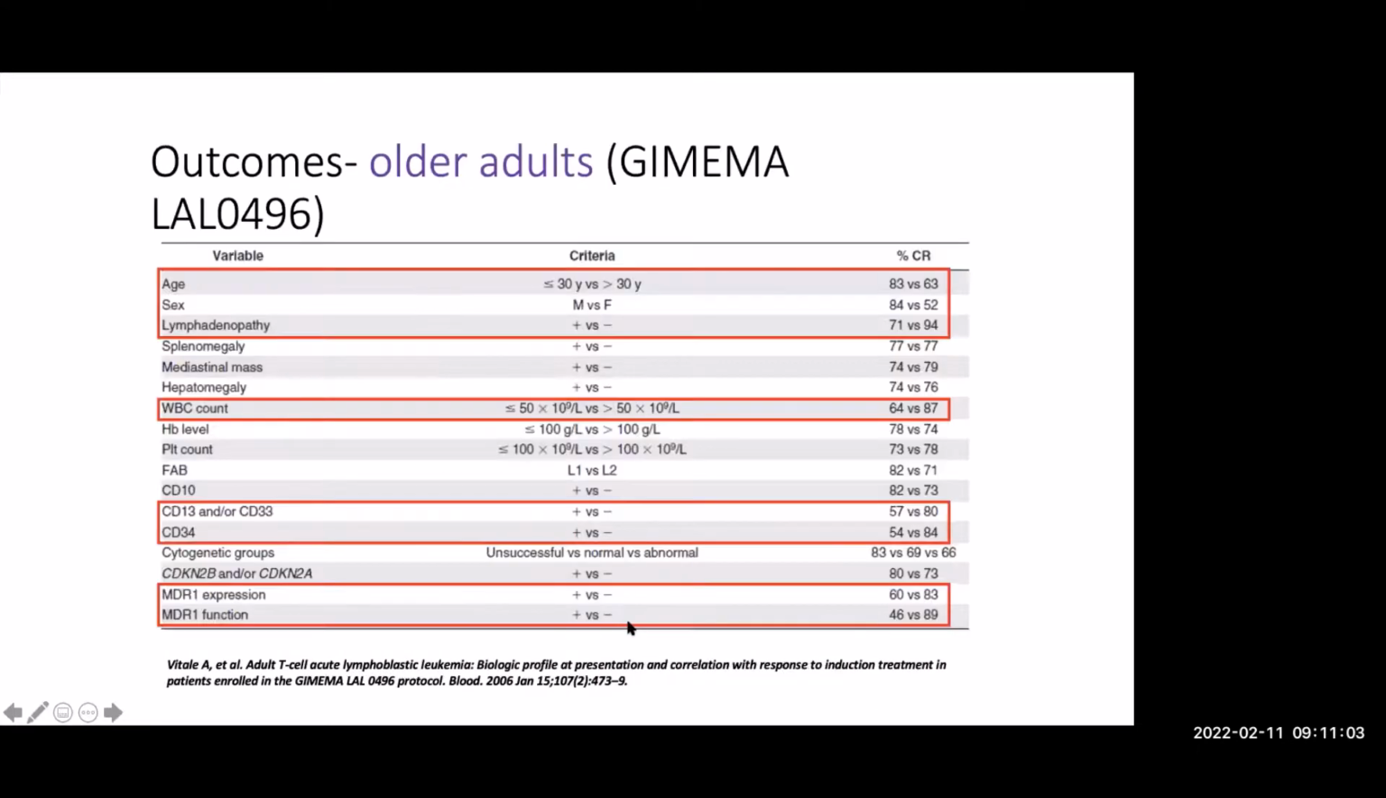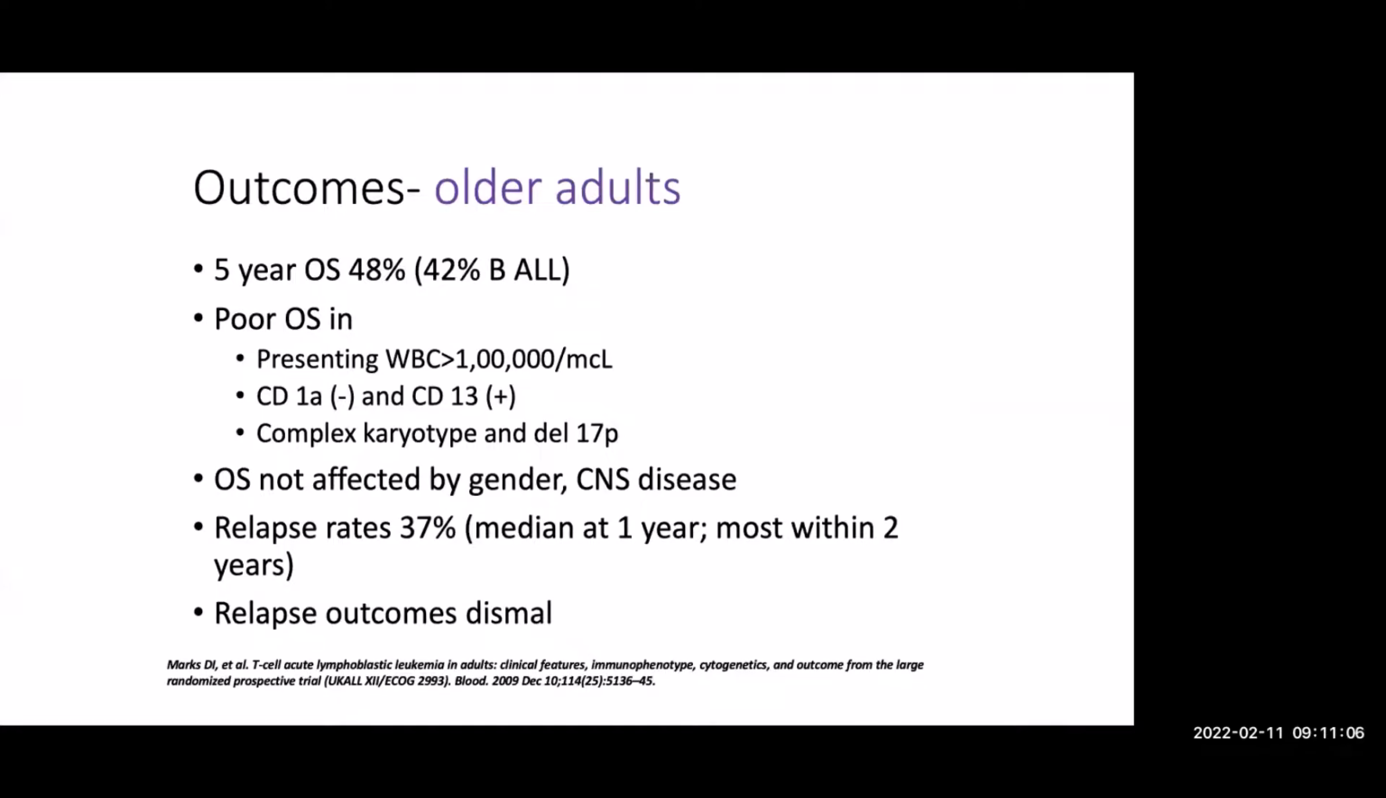So coming to the outcomes in older adults, the 5-year overall survival for older adults treated with multi-agent chemotherapy is 48%. And in the subgroup analysis, these poor outcomes persisted in patients with white cell counts of more than 1 lakh, who had absence of CD1a, and presence of stem cell and myeloid markers. And patients who had a complex karyotype, which I mean more than 5 chromosomal abnormalities, and presence of 17p deletion had poor outcomes. And the relapse rate in older adults is 37% at 1 year.